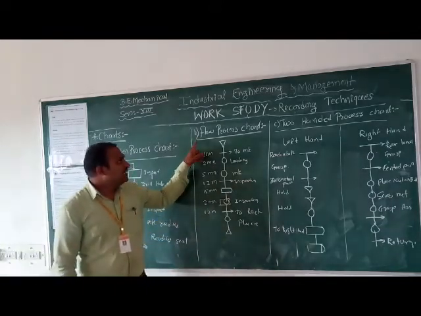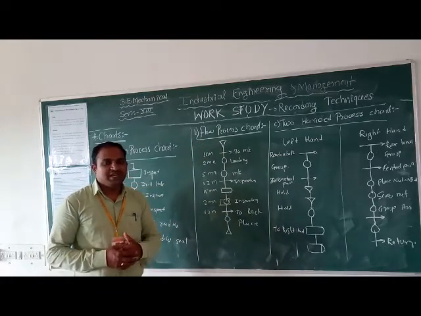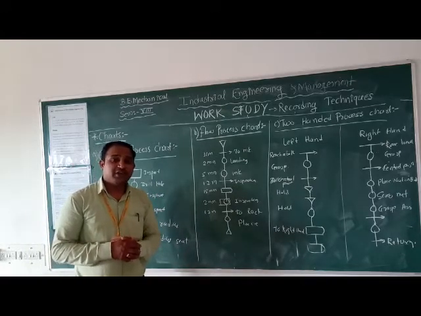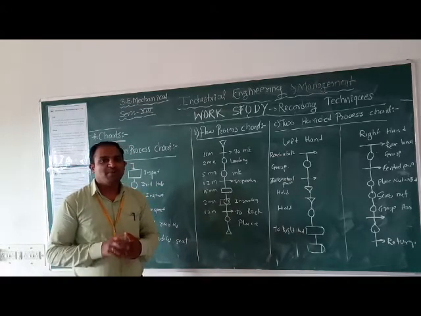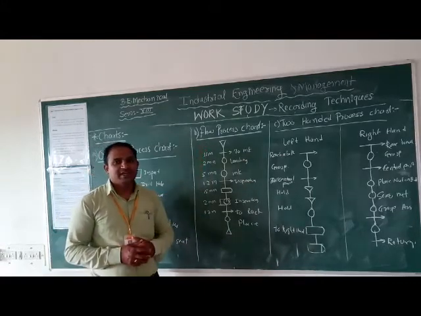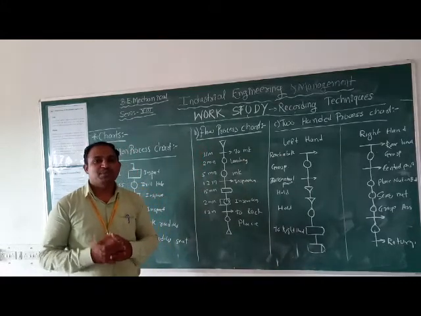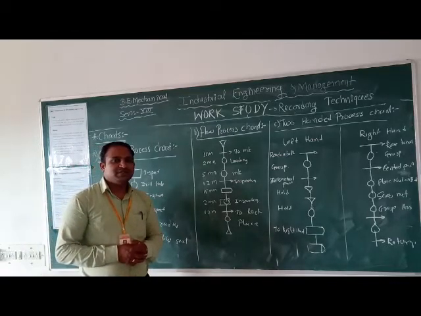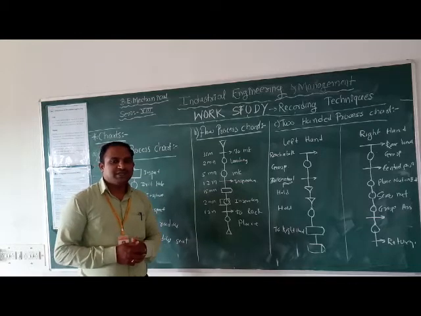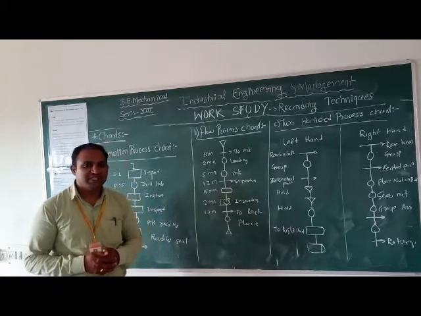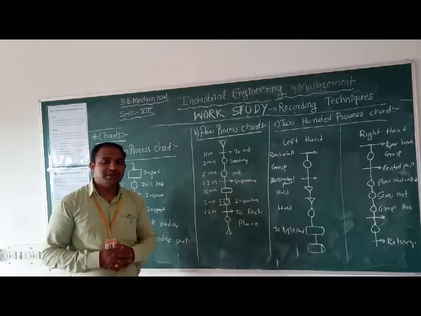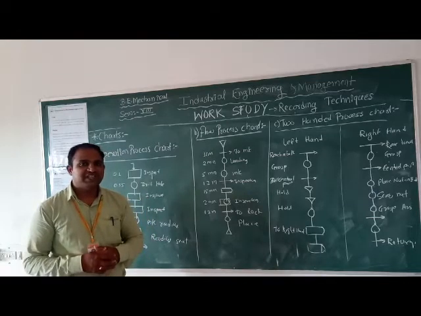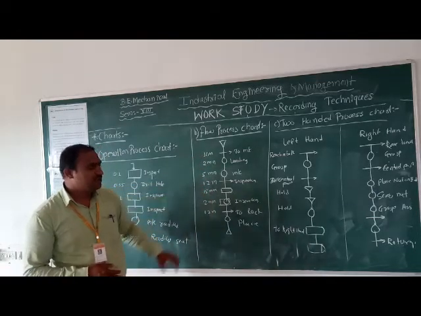Then second, the flow process chart. The operation process chart gives only activities, but it cannot give the direction of flow of activity. So the flow process chart is used for the direction of flow of activities. Similar to the operation process chart, it uses inspection and operations, but it uses all five symbols: storage, delay, inspection, operation, and transportation. So this is the example.